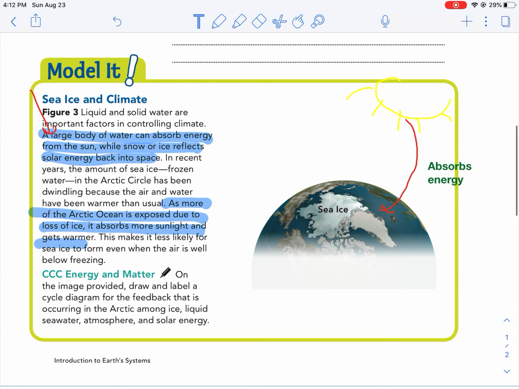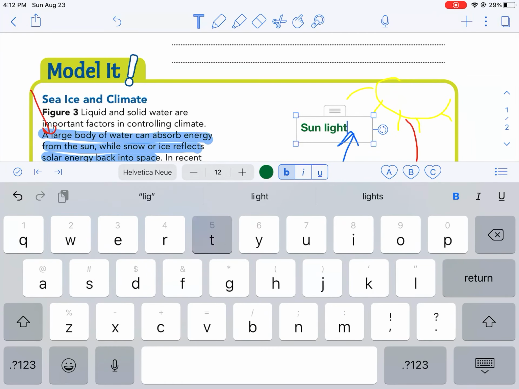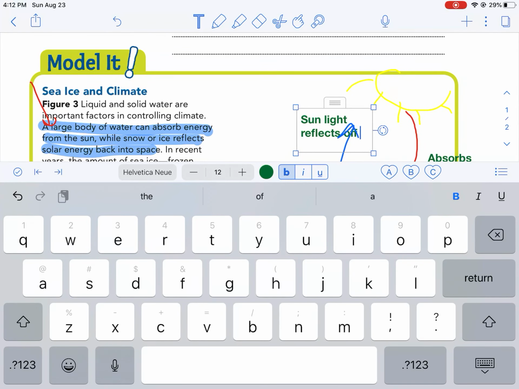Okay. Then it says the snow or the ice can reflect solar energy back. So maybe I want to put a different colored arrow that shows sunlight is kind of reflected back. Show that sunlight is reflected back from the ice. Okay, so maybe I want to label that then. Let's say sunlight reflects off ice.